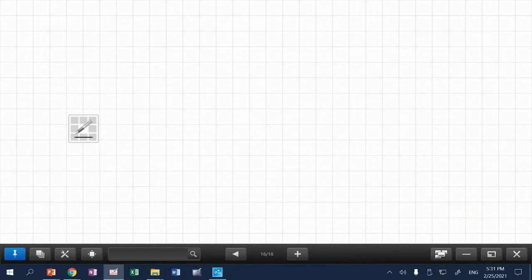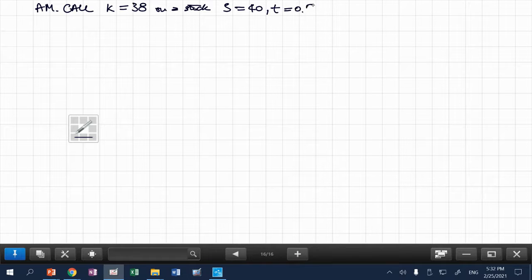How can we show that it is never convenient to exercise early? The idea is that there is something better to be done. And in order to clarify the story, I prefer to work with a numerical example combined with theory altogether. So let's say we have an American call, strike 38, on a stock with a spot price equal to 40. And say that the maturity is 0.5 years, and the risk-free rate is 2%.